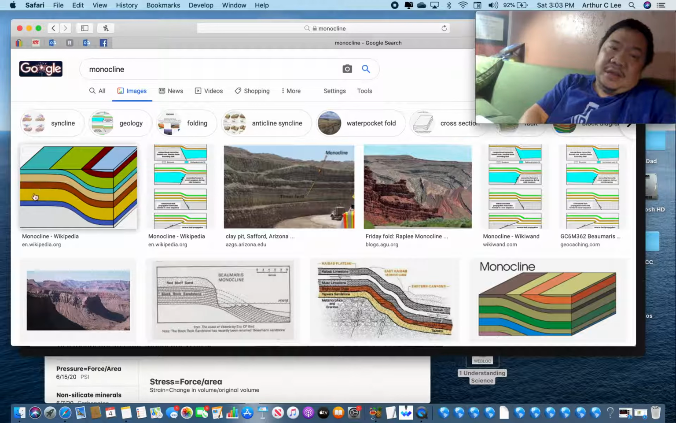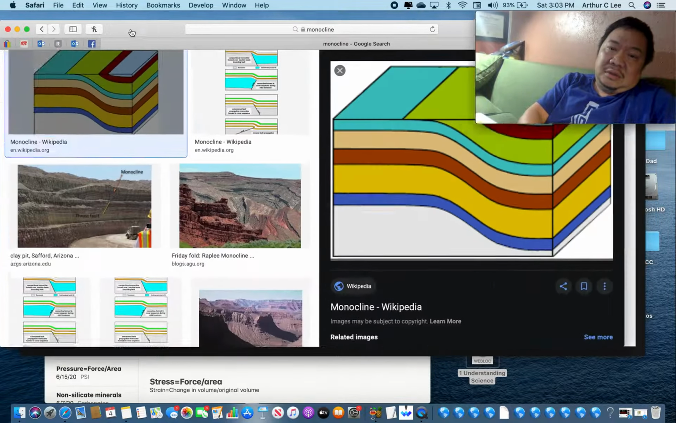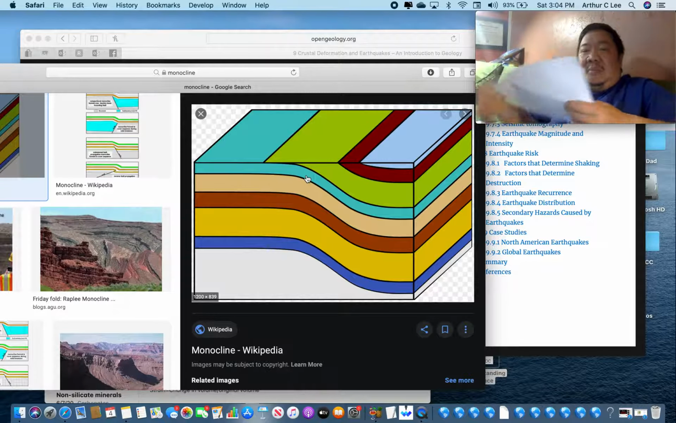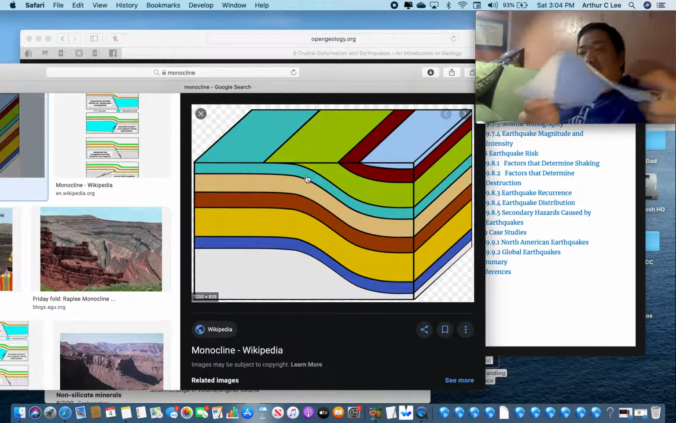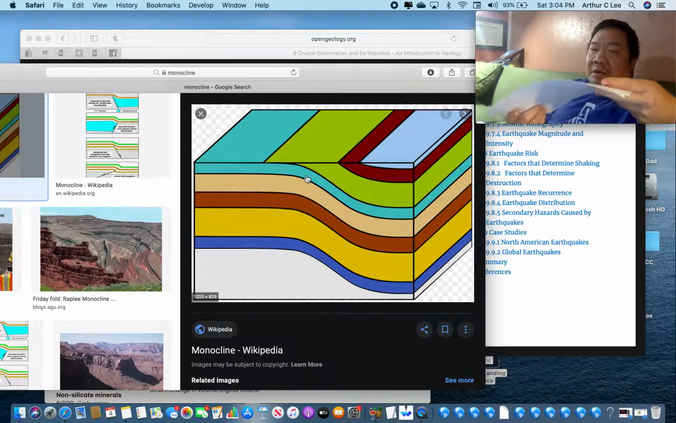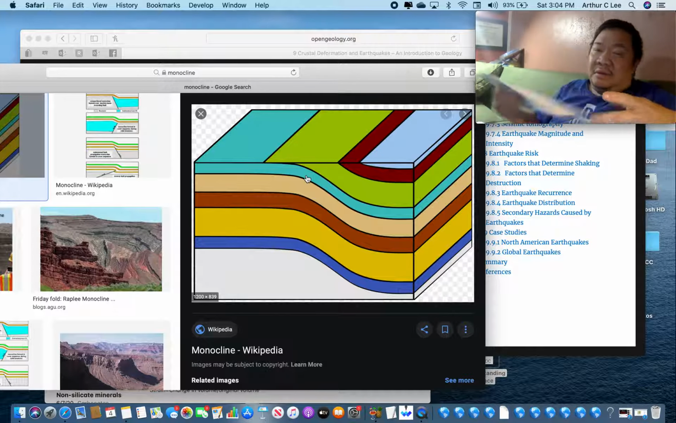Another way of saying it is this is a monocline in a block diagram. Notice that from here to here, the beds are horizontal. But from here to here, the beds dip, in this case to the east. So monocline, the bottom line is this is an anticline. This is a syncline. A monocline looks like this, with flat rocks, and on one side they fold. The other side's horizontal. They're flat. Okay.